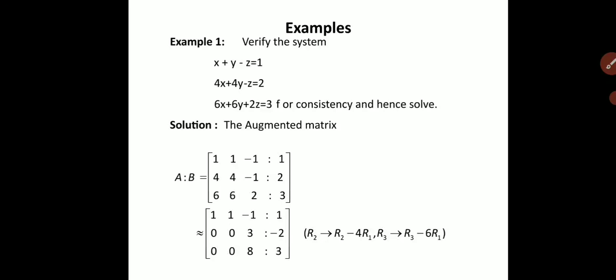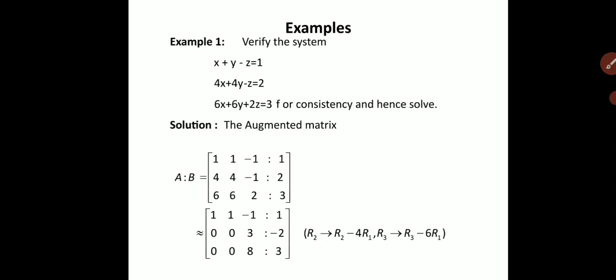Let us take one example in this. Verify the system x plus y minus z is equal to 1, 4x plus 4y minus z is equal to 2, 6x plus 6y plus 2z is equal to 3 for consistency, and hence solve. Solution: the augmented matrix is A colon B. It is equal to the matrix form. You have to write the coefficients of x, y, z in the first equation, similarly the second and third equations also.